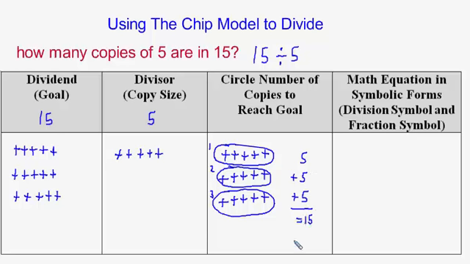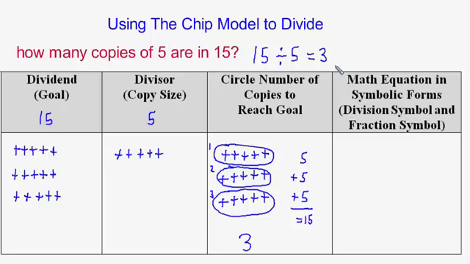So you can think of division as a repeated addition problem. How many times do you have to add 5 to get to 15? Well, we had to add 5 3 times to get 15, so 15 divided by 5 is 3, simply because there are 3 copies of 5 in 15. So the number of copies was 3, and it's the answer to our problem.